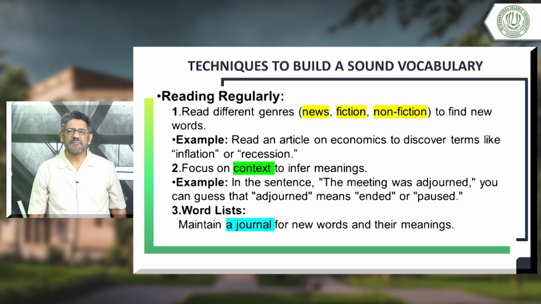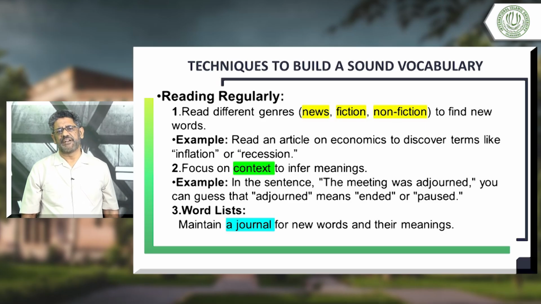Now, to infer meaning, context is important. Please, context is very important to infer the meaning of the word. Example, the meeting was adjourned. You can guess that adjourned means ended or paused. Just guess. Even if you are not sure at this moment, then look up the word. Open the dictionary, see the meaning. Don't keep guessing. This is what I want to tell you. All right.